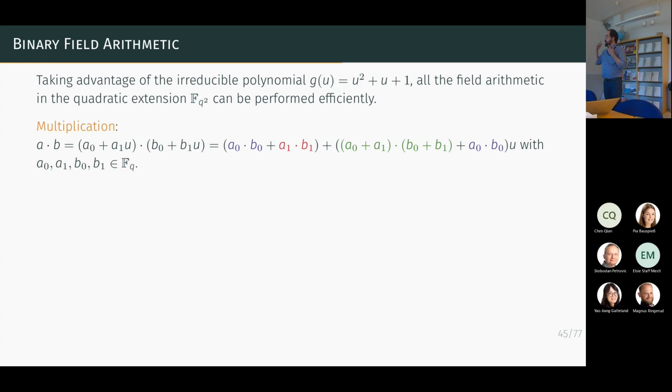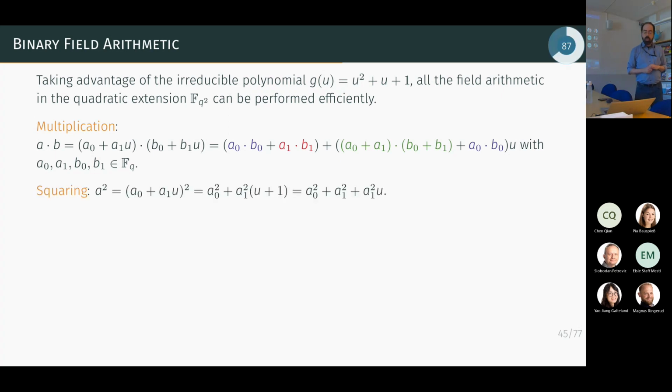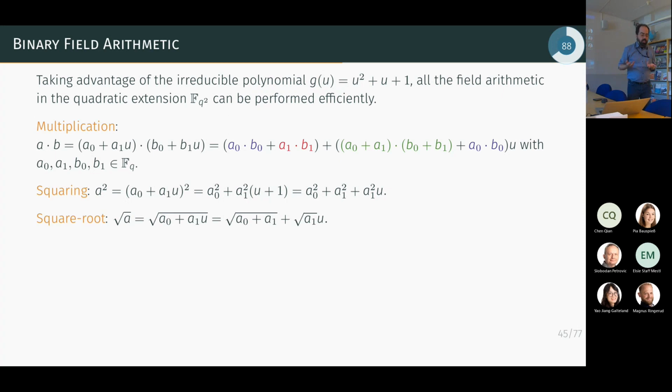So I multiply them together. Again, the naive solution would give 4 base field multiplications. We use Karatsuba again, 3 field multiplications. And we don't even need to shift, right? Because it aligns quite well. Squaring is great because, again, you have the freshman's dream. You just distribute squaring across the whole thing. So we compute the squaring in the extension field essentially with just 2 squarings in the base field, right? This and this, and 1 addition. So it's quite efficient. Square root, if needed, we don't.